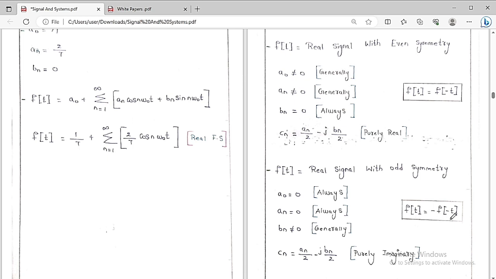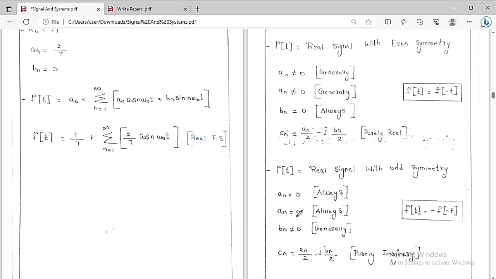F of t is equal to minus f of minus t means we can say that it is anti-symmetric with respect to the y-axis. So now what is going to happen for the Fourier series coefficients that we are going to see in the trigonometric as well as the exponential? So a naught is equal to 1 by T integration over the T f of t dt. As f of t is an odd signal, integration over one complete cycle we are going to get 0. So this value is equal to 0 always.